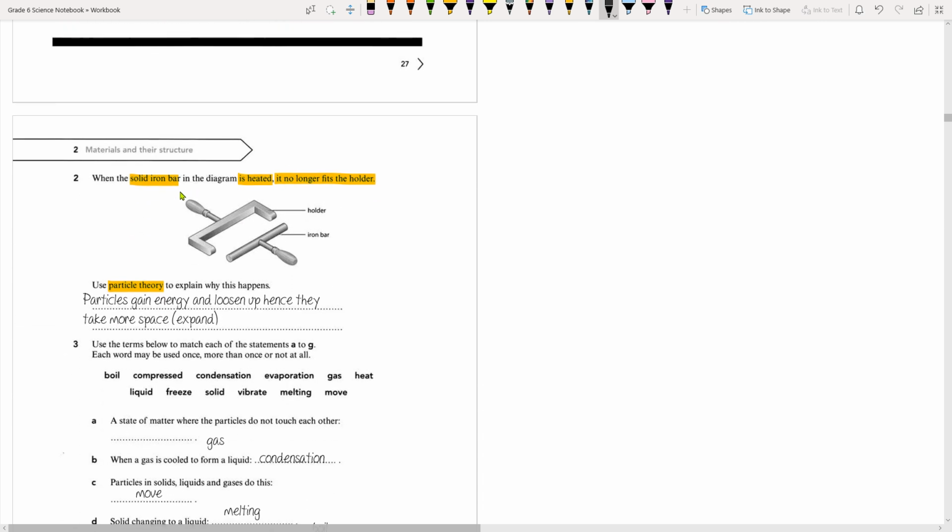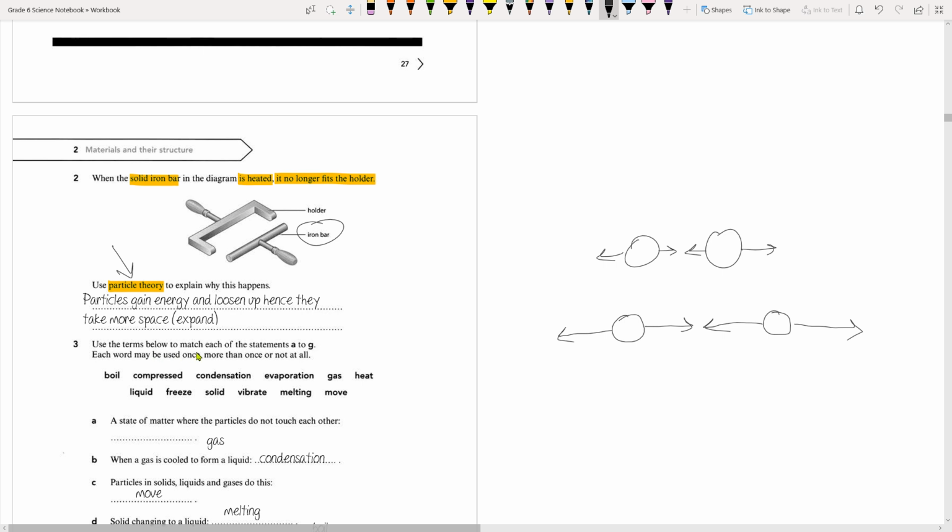Okay, when a solid iron bar in the diagram is heated, right? This is the iron bar that is heated. It no longer fits the holder. And why is that? So use the particle theory, right? So as the particles gain energy, they loosen up, right? Once they gain energy, they need to vibrate more, left and right, and for that they will need more space, right? For larger movement to be displayed, right? And that is what we call expansion of solids, liquid or gas, or whenever you heat a material it will expand, right? Solids expand the least, liquid expand the most, and gases expand exponentially, okay, once you heat them.